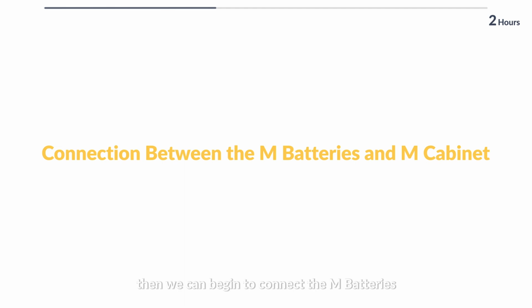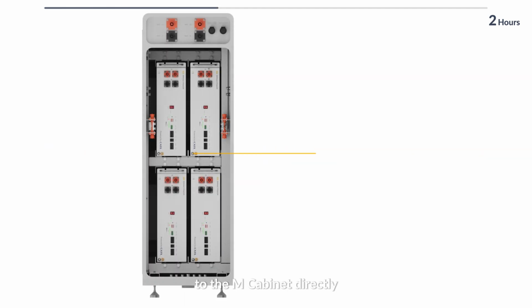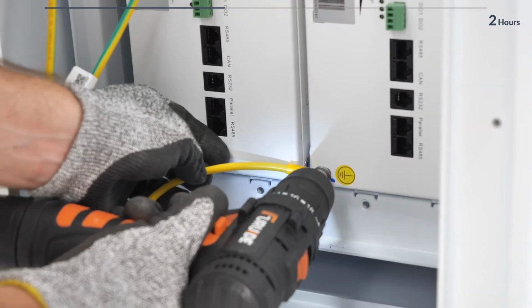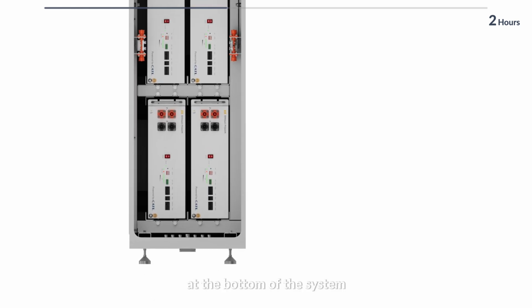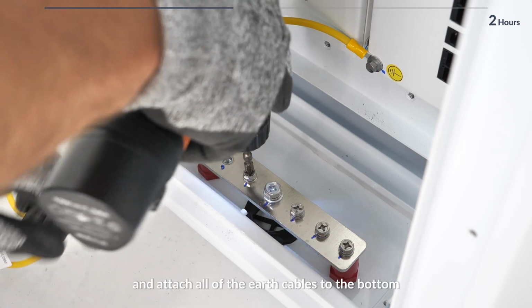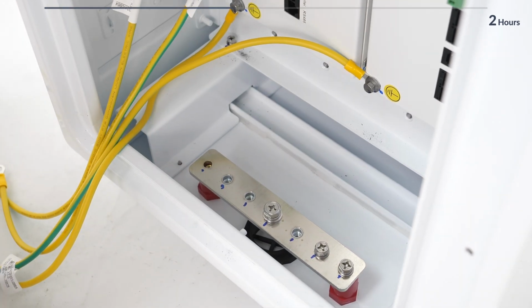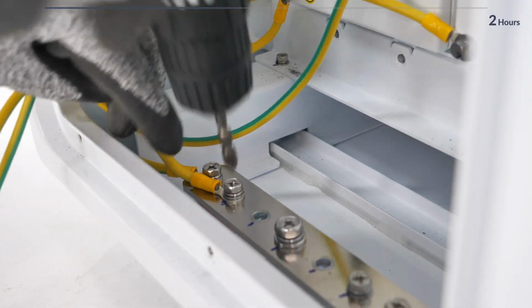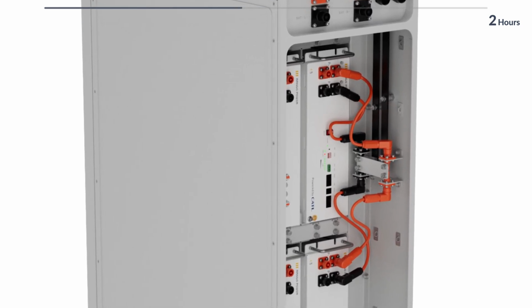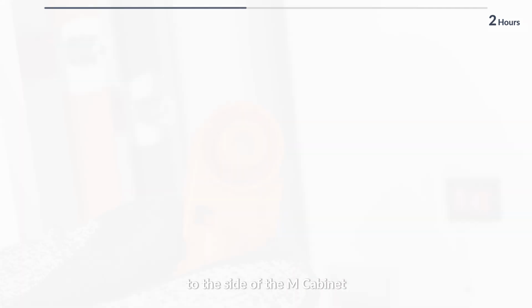Then we can begin to connect the M batteries to the M cabinet directly. Start by first attaching the ground cables to the bottom left of each battery as shown here. At the bottom of the system, you'll see where we can connect all of our cabling together. So make sure you unscrew and attach all of the earth cables to the bottom. Next up, using the orange and black wiring, connect each battery to the side of the M cabinet.